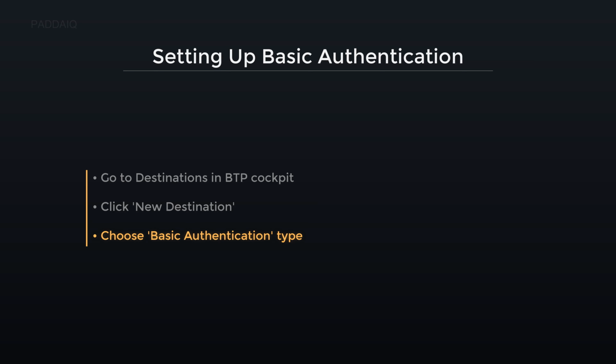Choose Basic Authentication type. This means the system will verify users with a simple username and password combination. For example, an internal employee portal might use this to let staff log in with their employee ID and a personal password. This straightforward method ensures quick and reliable access to your application.